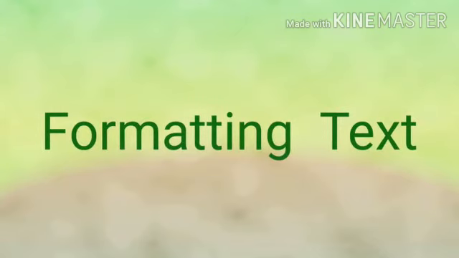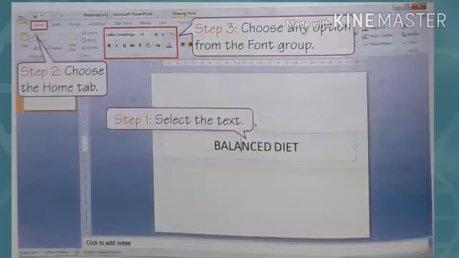Formatting text. To format the text, we have to change the font type, size or the color of the text. So let's see the steps. First we have to select the text. Then we'll choose the Home tab. After that, we can choose any of the options from the font group, whichever option we want to change.